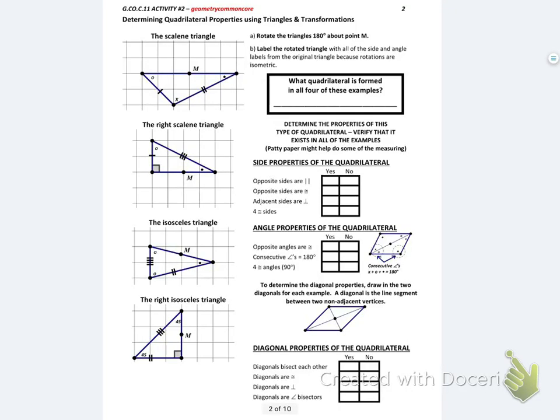So we are looking at quadrilateral properties. We're going to go through one type of quadrilateral at a time. Today we're going to start by doing some rotations of triangles just to figure out what these are. And there's a reason for rotating the triangles, because it helps us understand why these properties are there. We can think about it as two congruent triangles being connected together.